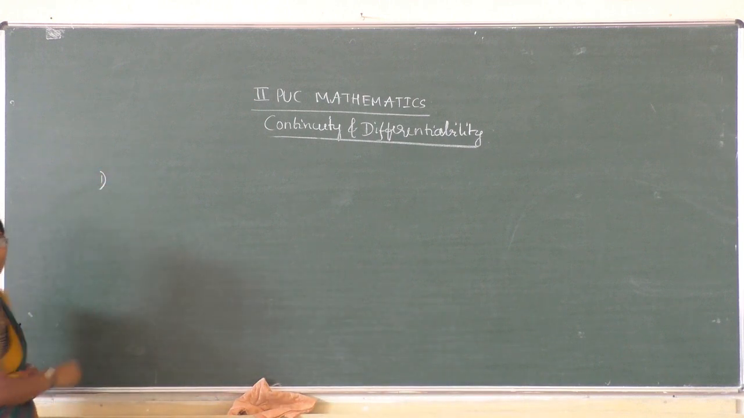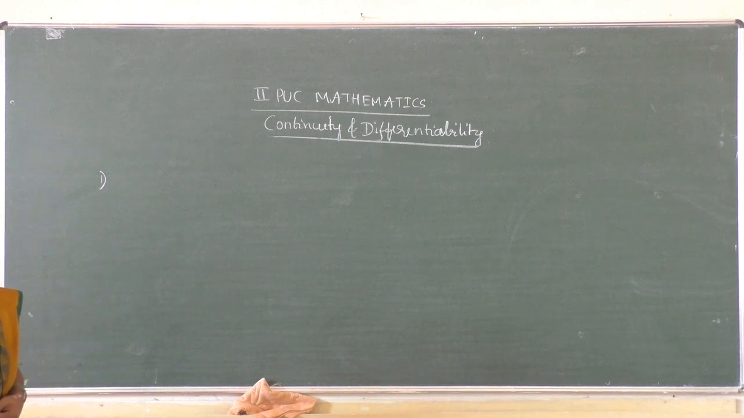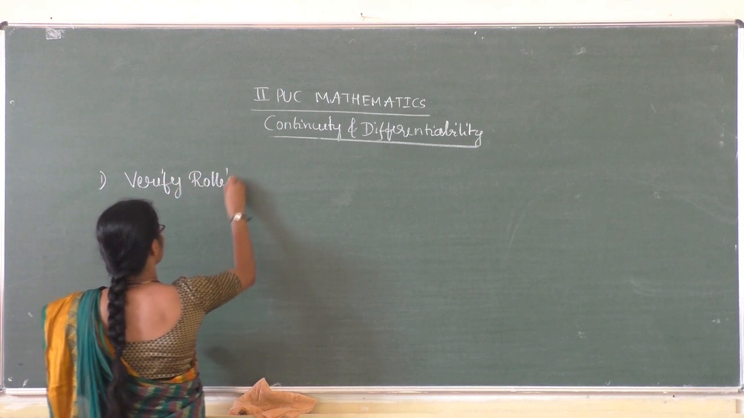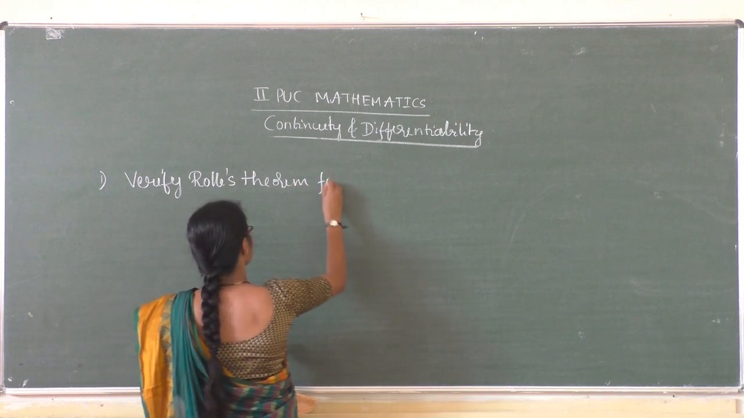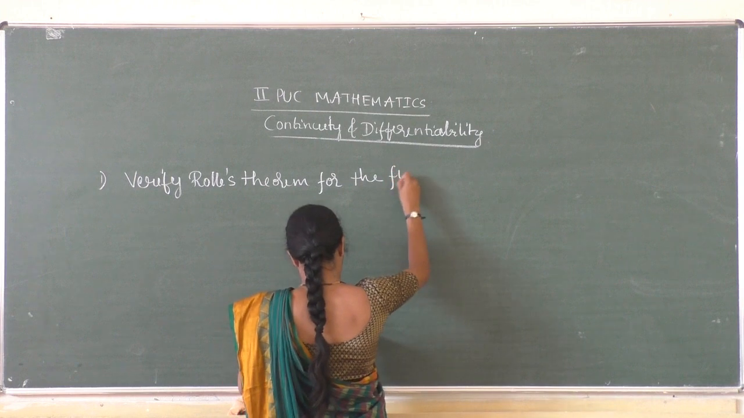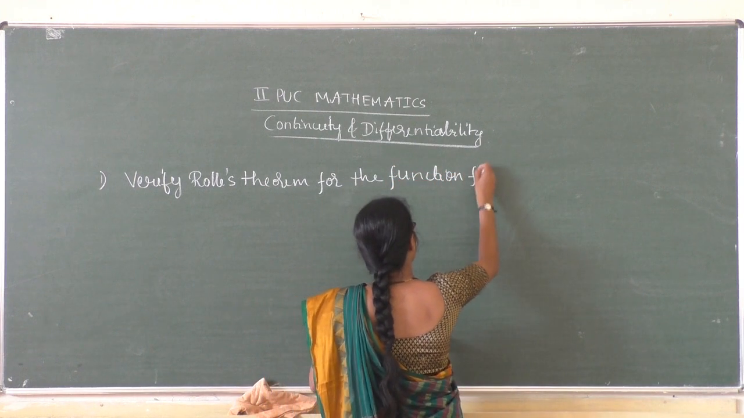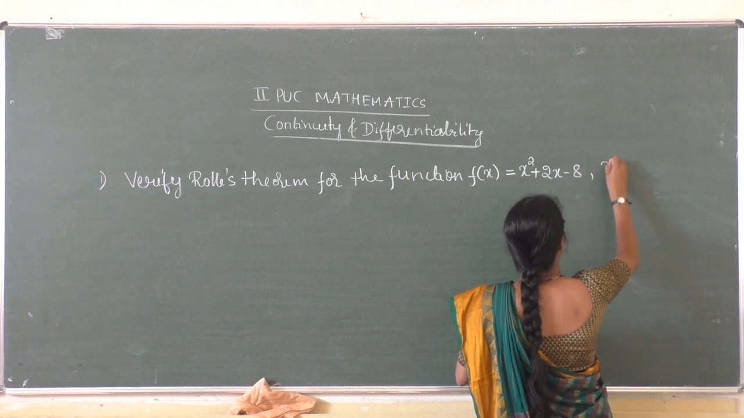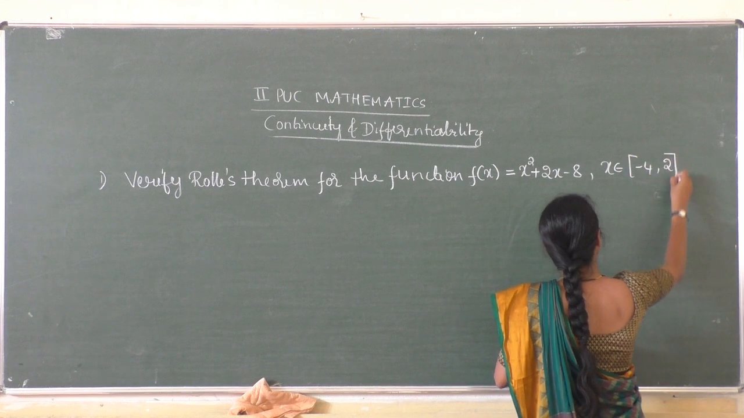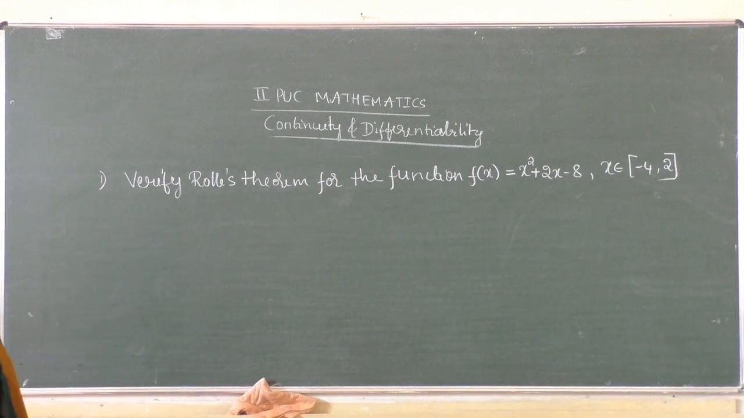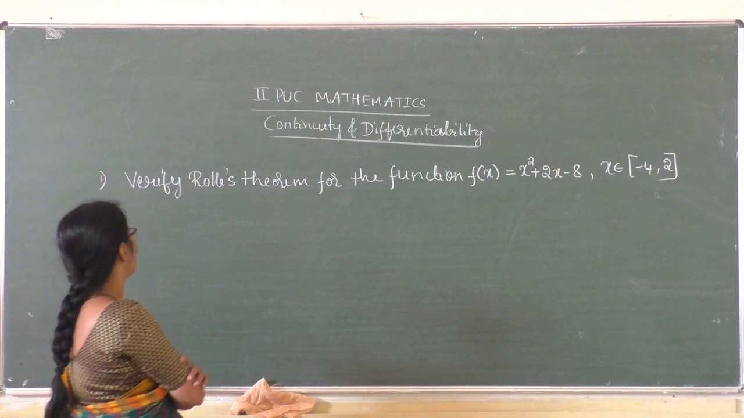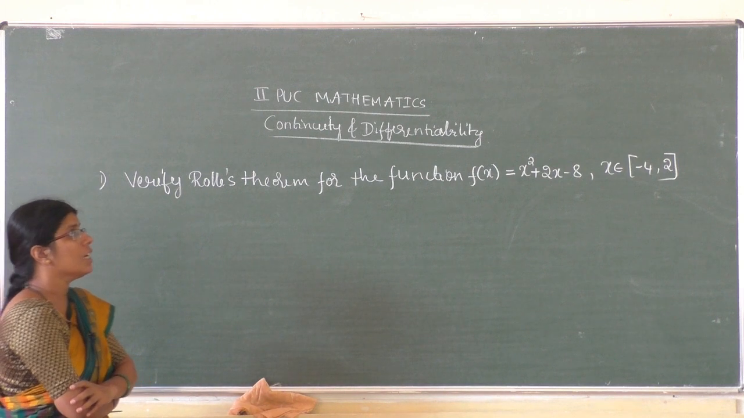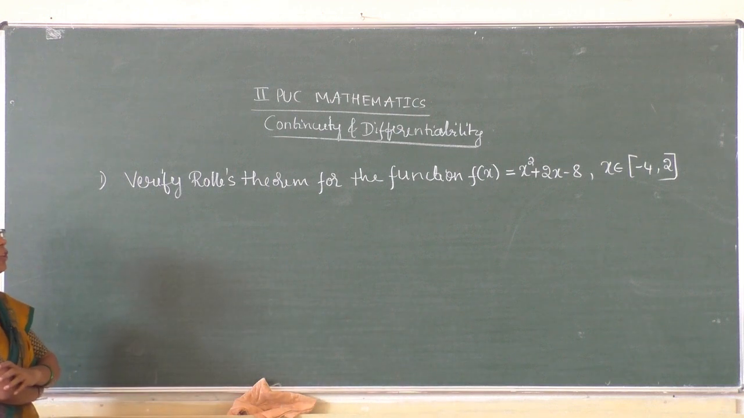So we take the first problem: verify Rolle's theorem for the function f of x is equal to x square plus 2x minus 8, where x belongs to the closed interval minus 4 comma 2.